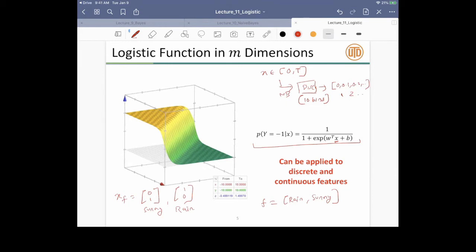The same can be done if I have k categories. If my feature can take one of k categories, then I have this representation, which is called a one-hot encoding. Okay, so I'll just write this down. This is called a one-hot encoding.